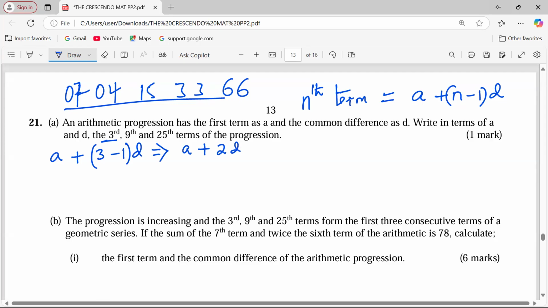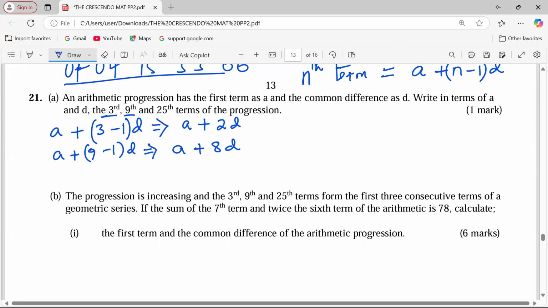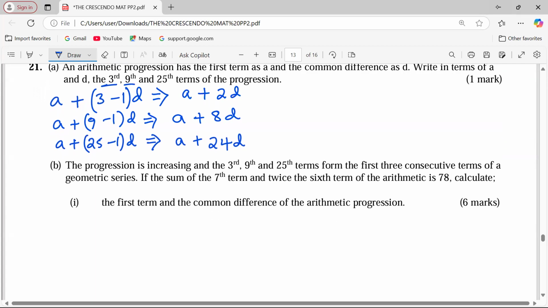Then we are talking about the 9th term. So the 9th shall be A plus N, which is 9, minus 1, by the common difference. So this shall be A plus 8 multiplied by D. And finally, the 25th term will be A plus 25 minus 1 multiplied by D. This shall be A plus 24 multiplied by the common difference. That way. Look at part B.